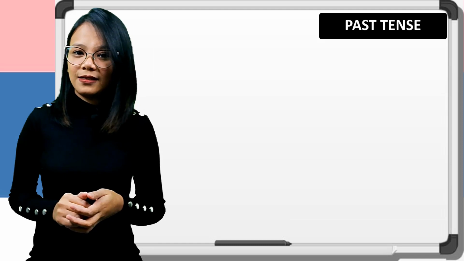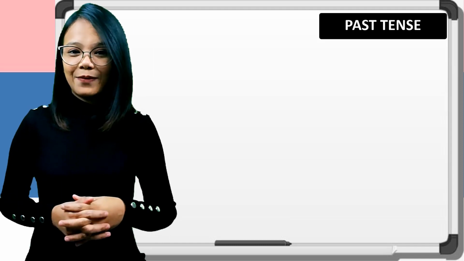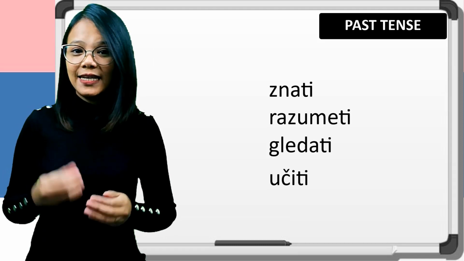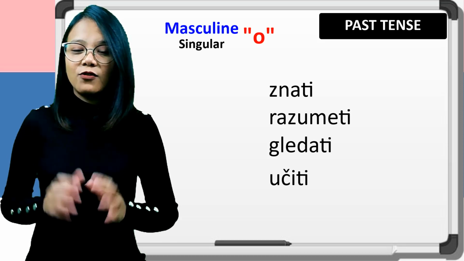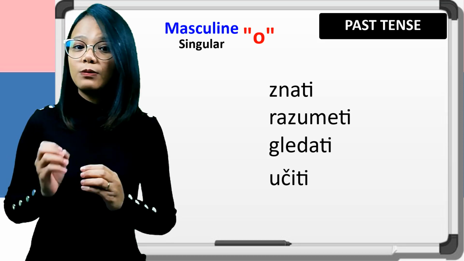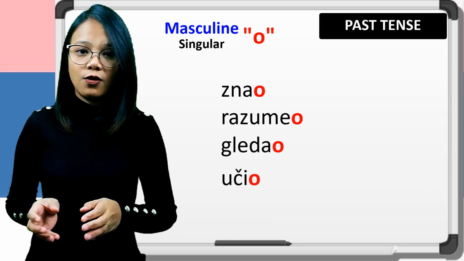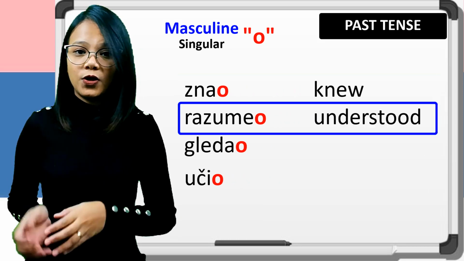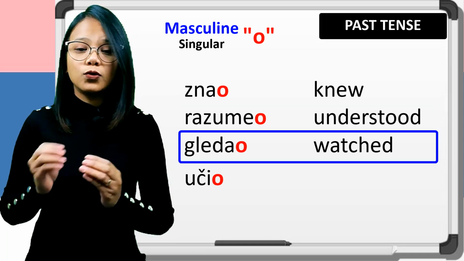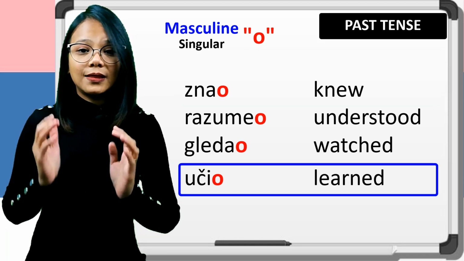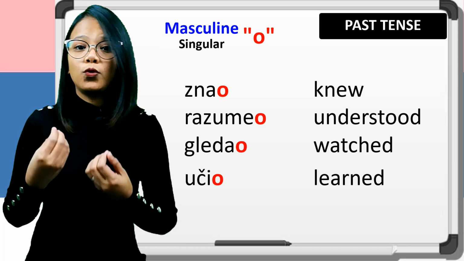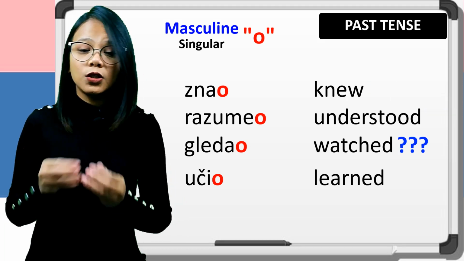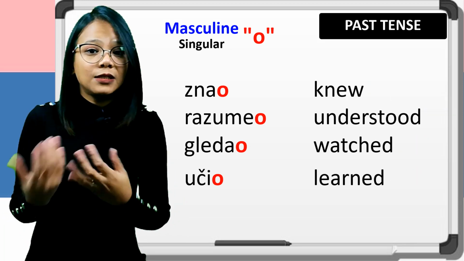Let's go to the masculine singular. Same example, znati, razumeti, gledati, učiti. For masculine singular, just remove ti and add o. Znati will become znao, razumeti, razumeo, gledati, gledao, učiti, učio. But this time, we don't know who knew, who understood, who watched, who learned. We just know that it's a masculine.